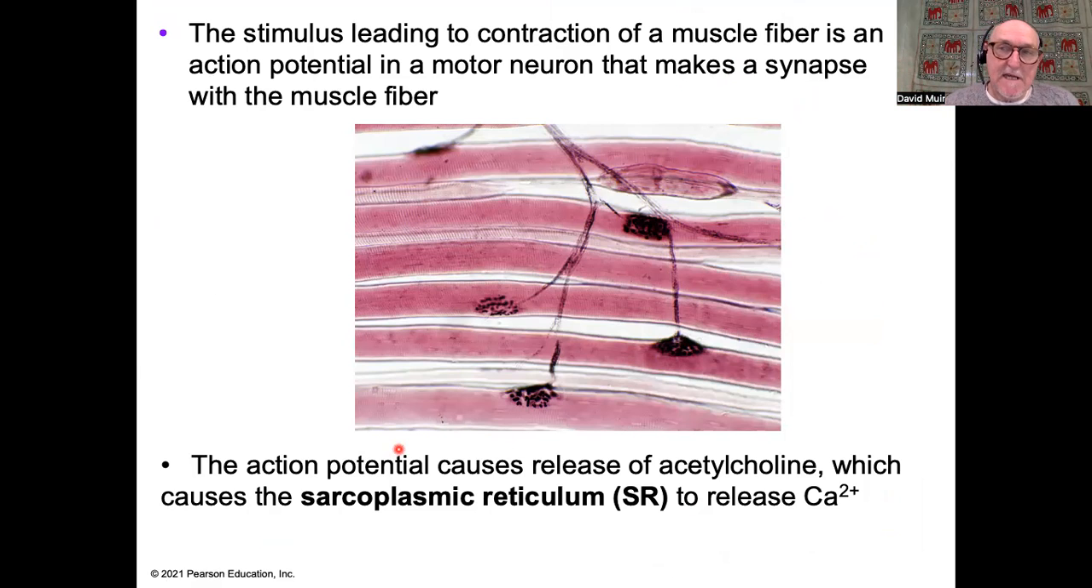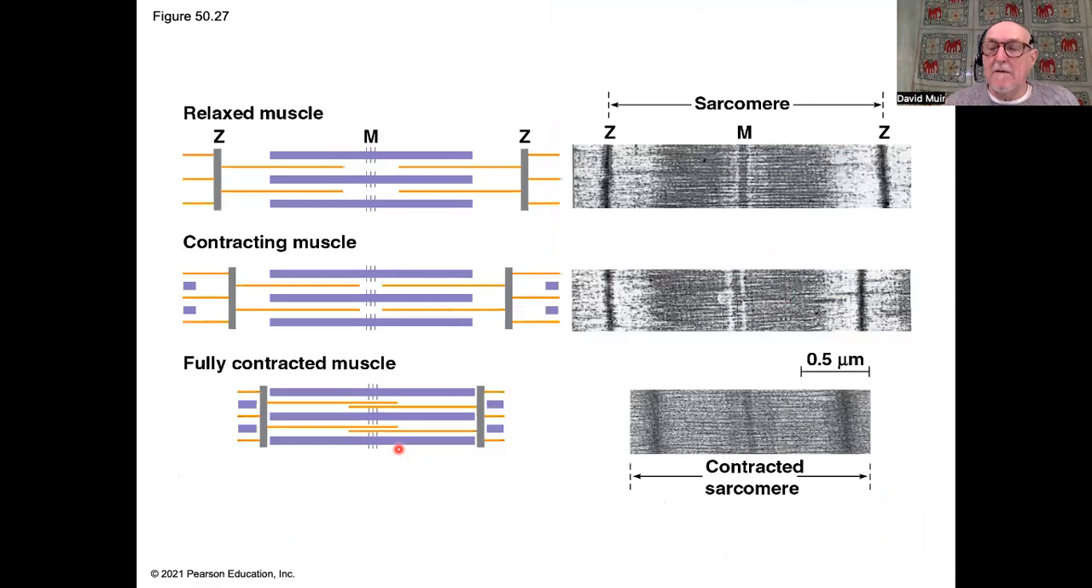There are several steps which we're not going to discuss, but I'm just going to show you. Here, for example, is our relaxed muscle. This is what it looks like in its relaxed form.